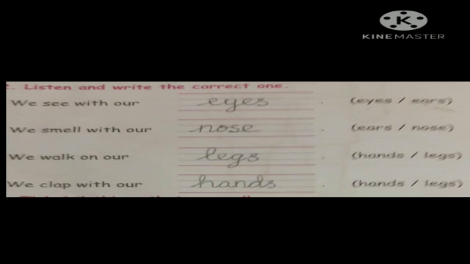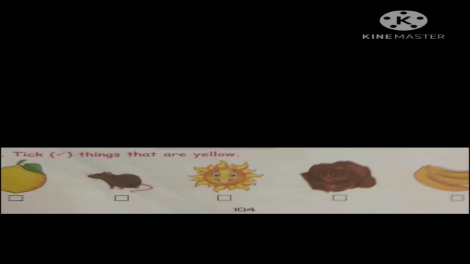Nose. We walk on our hands or legs? Very good. We walk on our legs. We clap with our dash. Hands or legs? Very good. We clap with our hands. Okay students. Next. Tick things that are yellow. Fill it.